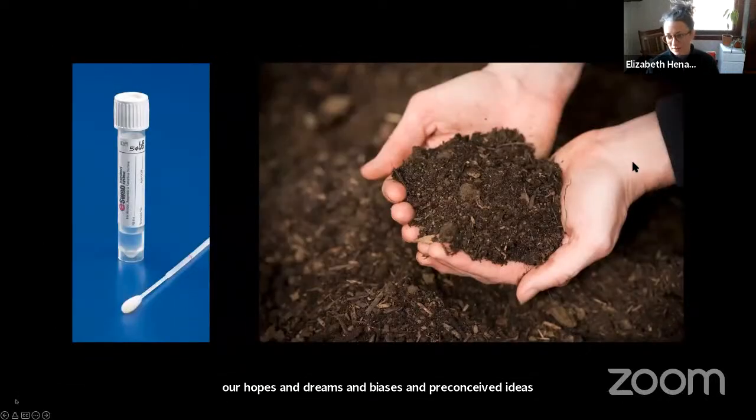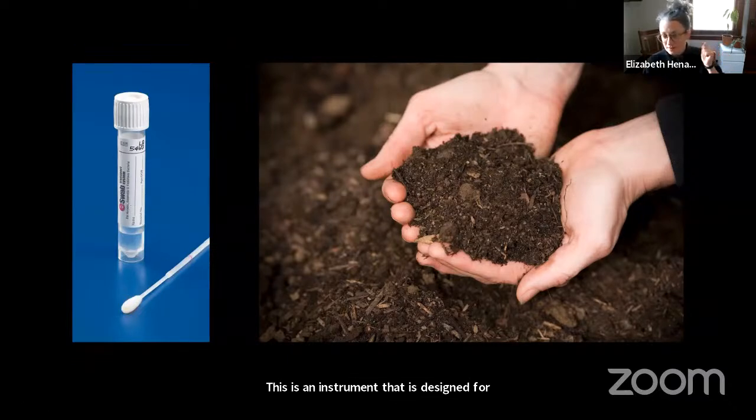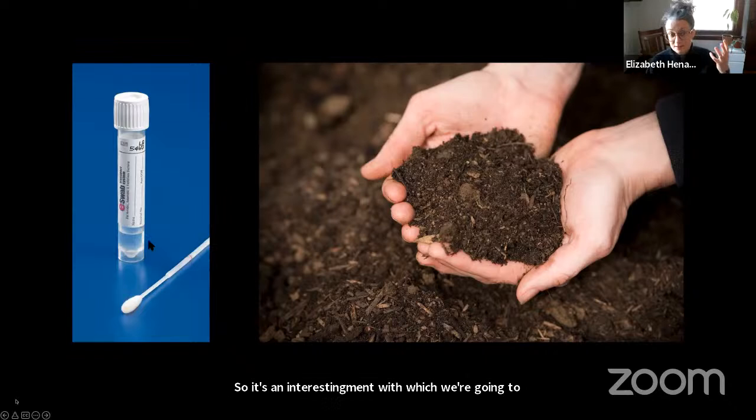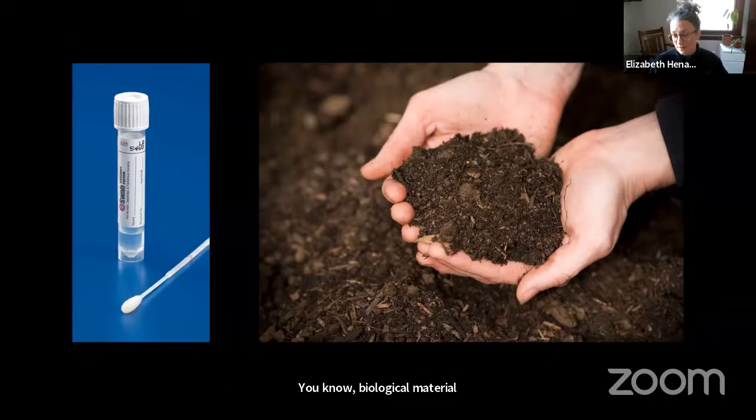So for example, imagine if you take a look at this image on the left, the swab. This is an instrument that is designed for interaction with a microbial community. So it's an instrument with which we're going to collect biological material. And this instrument has a really strong affective quality to it. It makes us think of hospitals and disease and contamination for perfectly good reasons, because it is designed as a clinical instrument. When we were doing the subway study and using these swabs to collect biological material in the subway, this was definitely pre-pandemic.